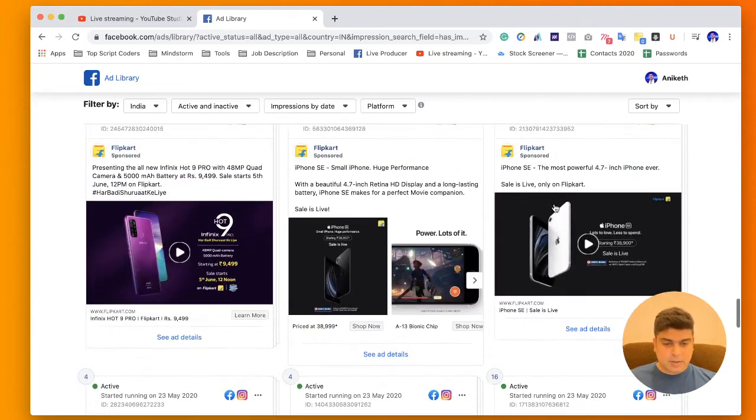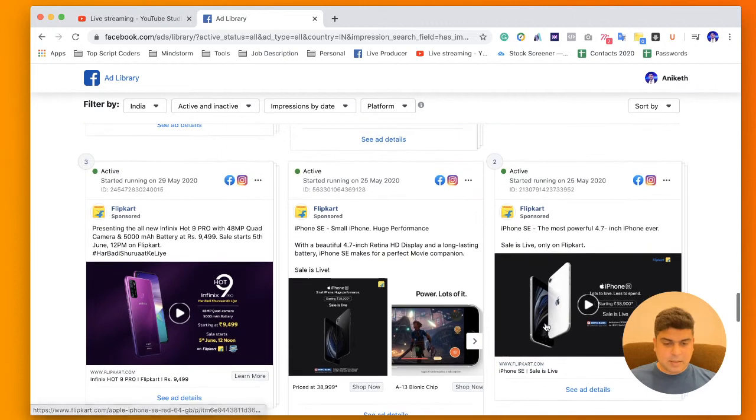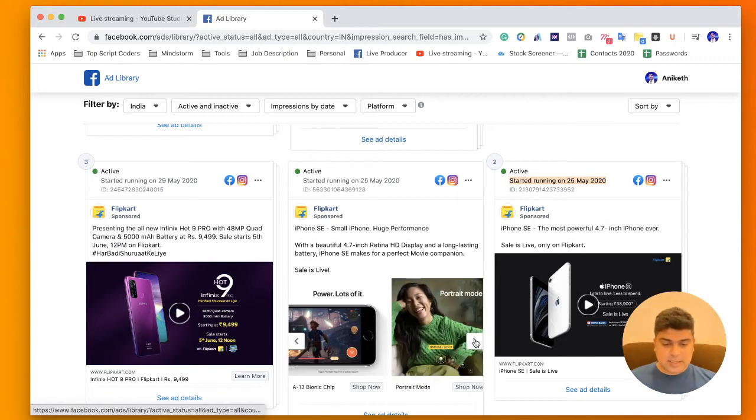So you can see over here that there was an iPhone SE sale ad that had run, and it started running on 25th of May. So you will be able to see the timelines and gauge and have an understanding of their timelines, do that extensive research to figure out what kind of ads they do. Are they all video ads, are they carousel ads? These are things that you'll be able to find out.